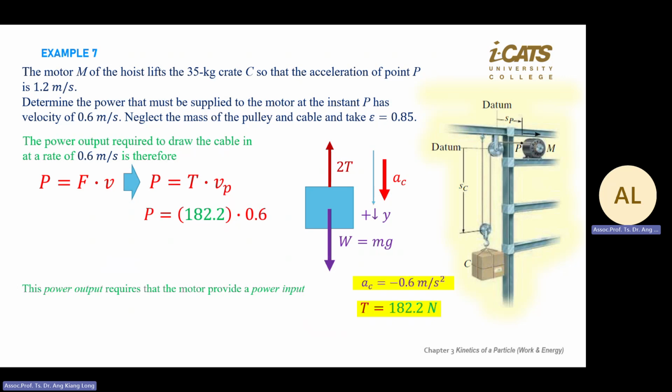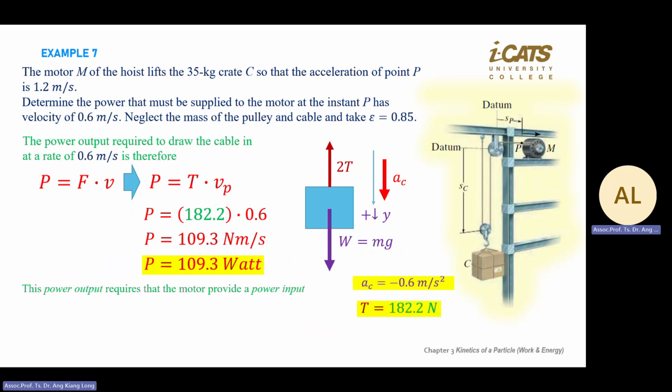Okay, when you design a crane car or crane object that lifts a certain object, as long as you know the weight of the object that you want to carry, you want to find the speed of lifting, then you can find power. So the answer is 109 Newton meter per second, or joule. Oh, sorry, not joule, watt. Okay.